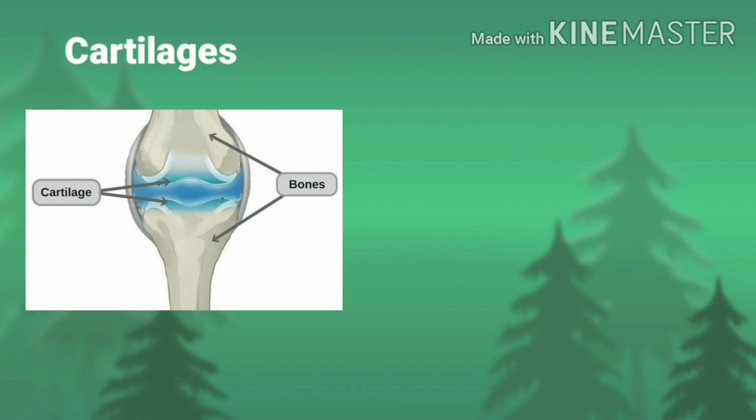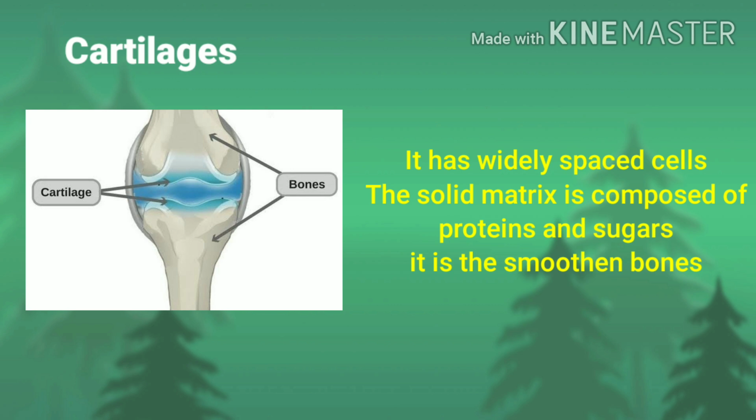Cartilage is another connective tissue of our body. It has widely spaced cells. In between the cells, no wide space we can notice. It has a solid matrix that consists of proteins and sugars. The matrix of cartilage consists of proteins and sugars.